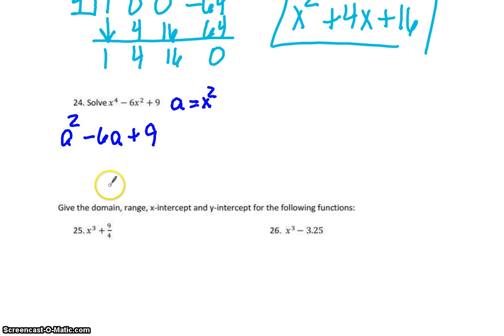You could put it in y equal and look at your graph or your table. You could use a quadratic formula. I think I already said factor it. There's so many different ways. I'm going to factor it.